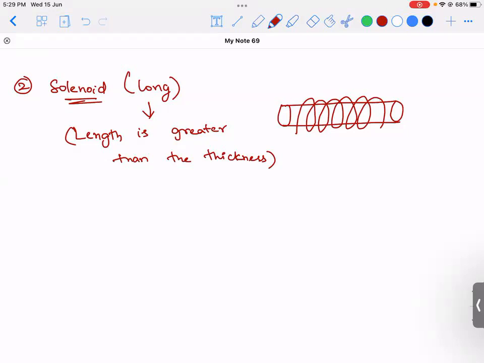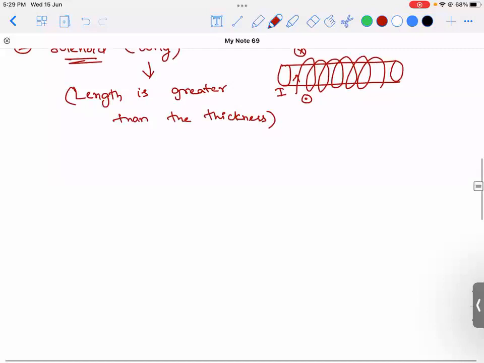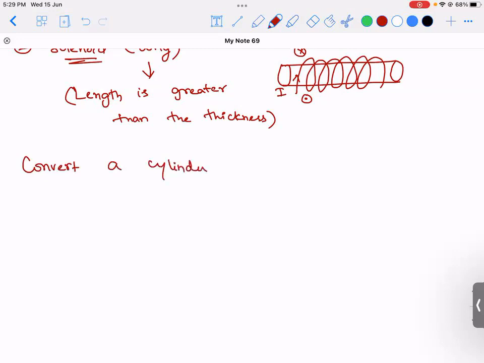Okay. So in this case, I'm taking a conductor which is wound around a core in such a way that the current at the top is going into the plane and the current at the bottom is coming out of the plane. Now having this in mind, if I project a cylinder on paper, what do we get? We get a rectangle.